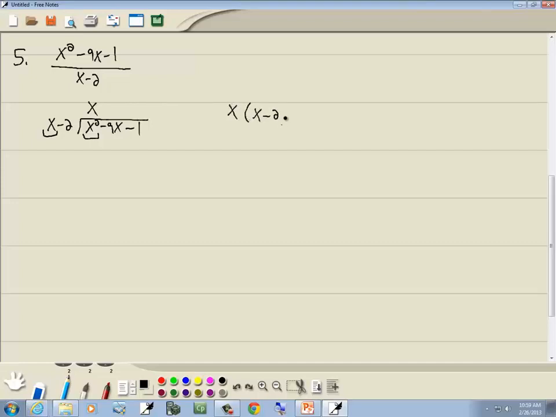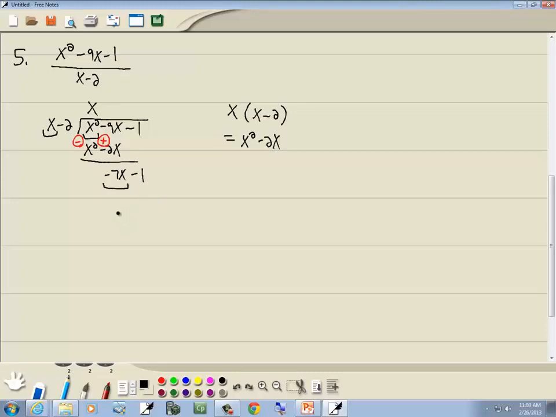So we're going to take x times x minus 2. x times x is x squared. x times negative 2 is negative 2x. So we got x squared minus 2x. We're going to subtract that line, which means we'll flip signs. So this becomes negative, and this becomes positive. x squared minus x squared drops away. Negative 9x plus 2x gives us negative 7x, and I'll bring down the minus 1.